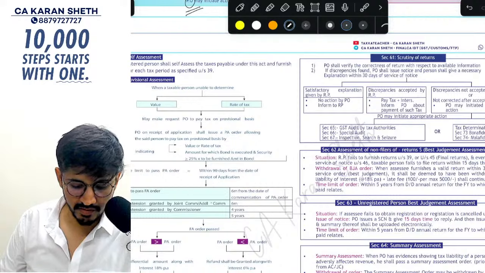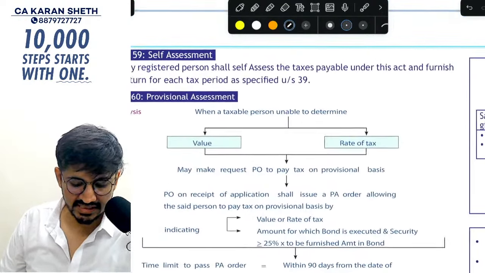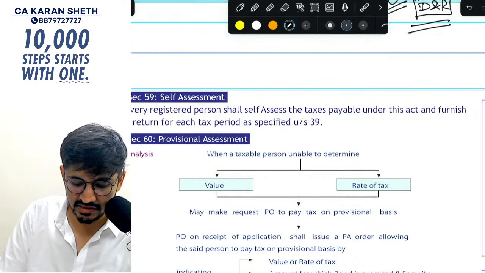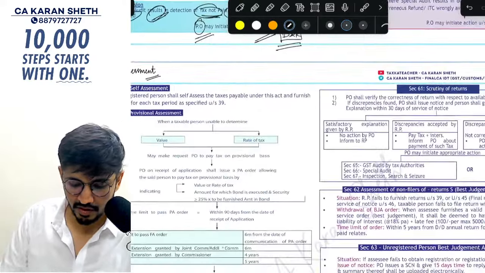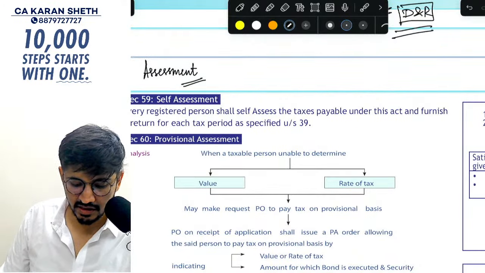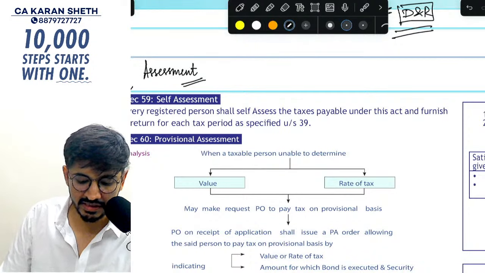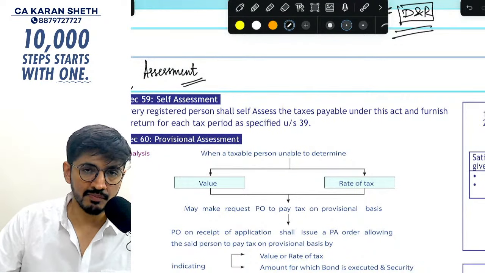Yes, okay, good enough. Okay, now my dear friends, let's start with self-assessment. This is the assessment part that we are taking into consideration. When it comes to the assessment part, understand the first thing that we're talking about is self-assessment. Self-assessment is very simple.